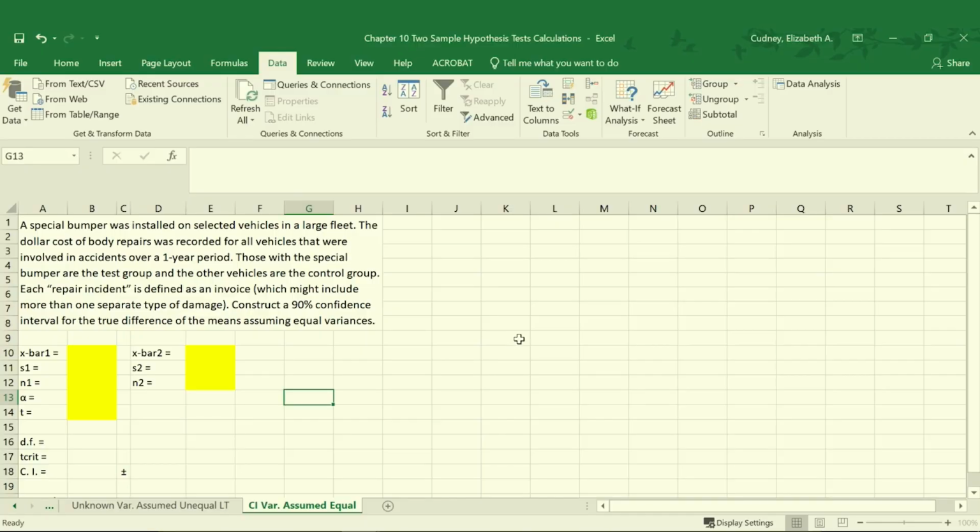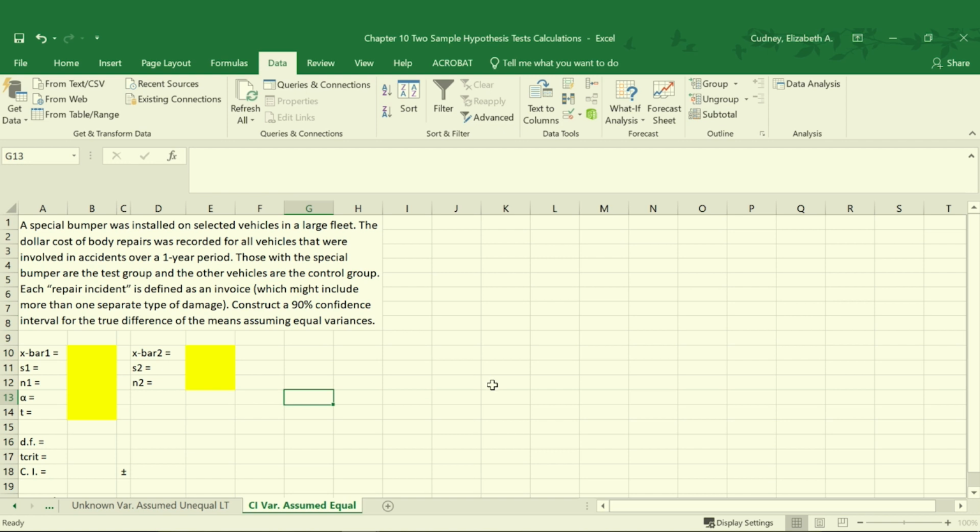In this example, we're looking at a special bumper that was installed on selected vehicles in a large fleet. The dollar cost of body repairs was recorded for all vehicles that were involved in accidents over a one-year period. Those with the special bumper are the test group, and the other vehicles are considered the control group. Each repair incident is defined as an invoice, which might include more than one separate type of damage.